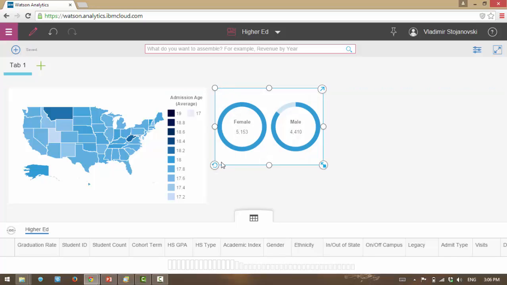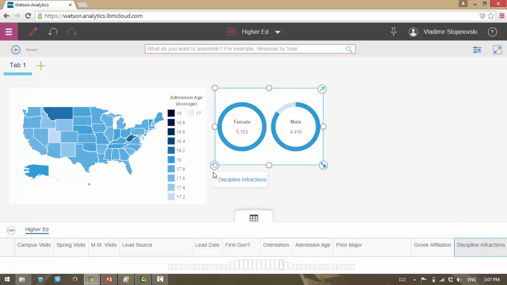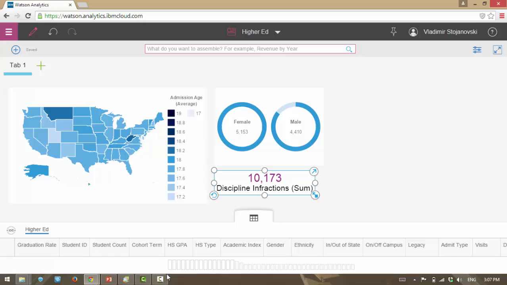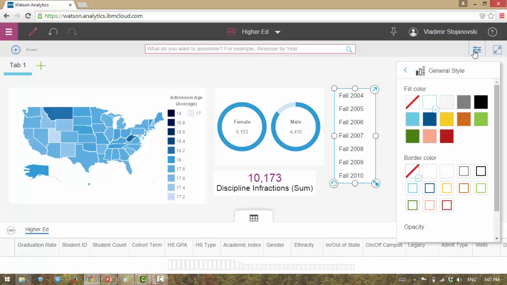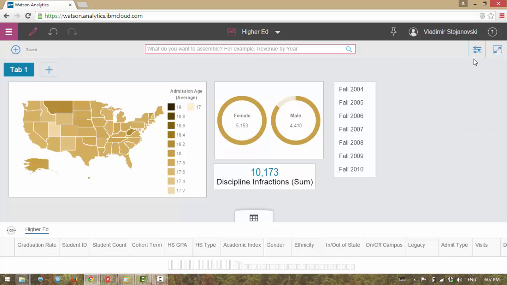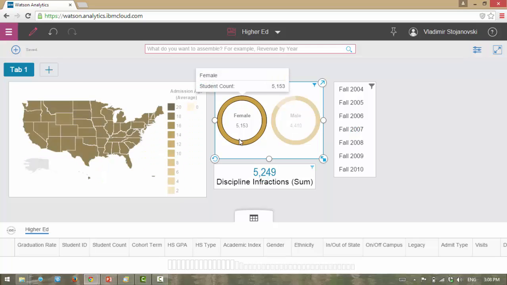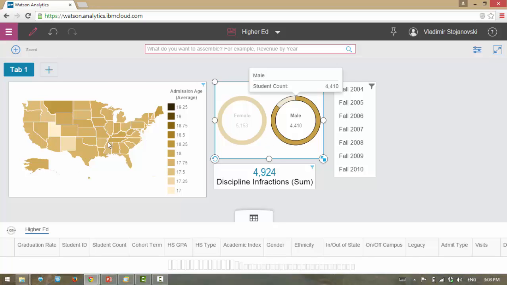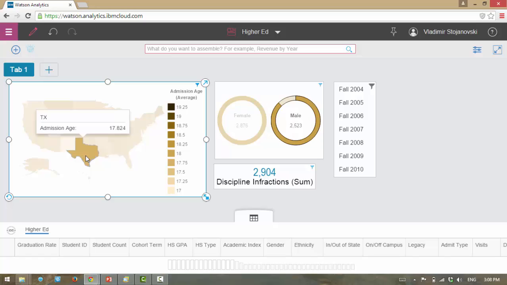I may also be interested in discipline infractions. We'll just drag and drop this measure. And finally, we'd like to filter our dashboard, and we'll do it by cohort term. I can also change the style to something that's more to my liking. And now all of these objects are automatically linked. So as I click on females here, everything filters for females. So total number of discipline infractions for females, average age by state for females. If I click on males, you will notice how everything changes for males. Also, as I click on a state, you will notice that the other objects update as well.